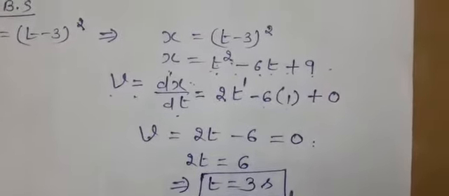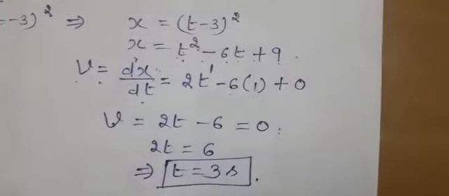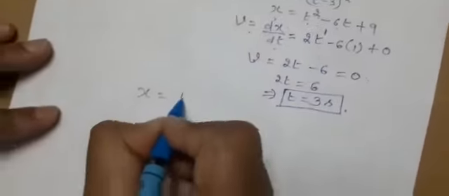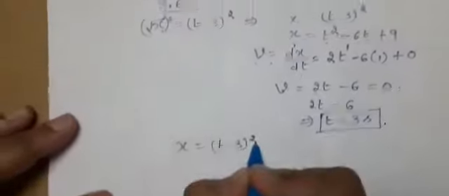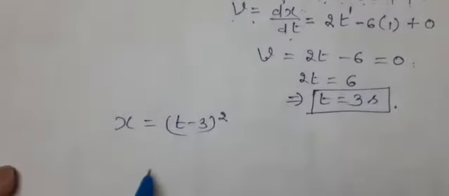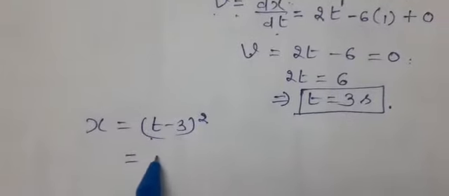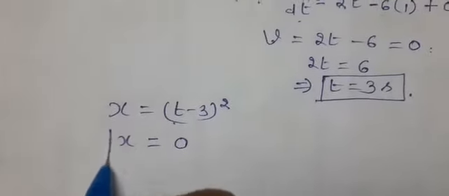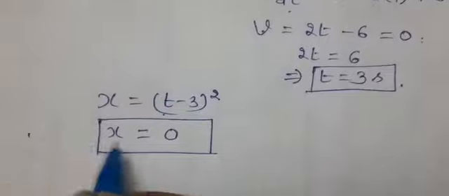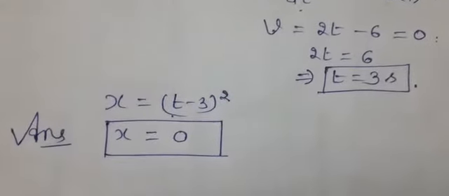Now, what should you do here? As we know, x is equal to (t minus 3) square, and you have to obtain displacement. So now substitute t equal to 3 seconds here. When you put it here, then x will come out to be 0. So this will be the final answer.